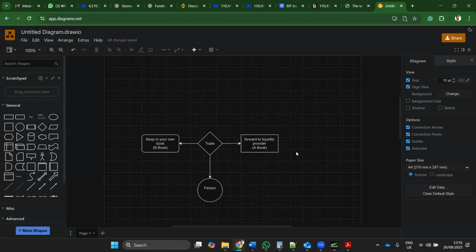Yeah, for the B book, it's more like taking the risk by ourselves, the brokers, and for the A book, it's more like transferring the risk to others, other providers.